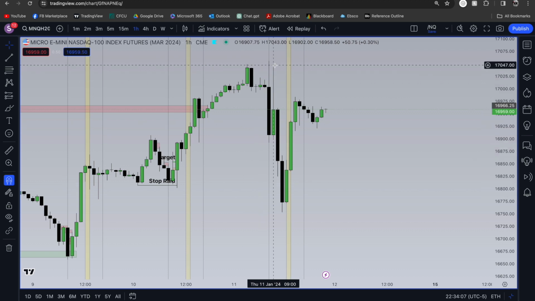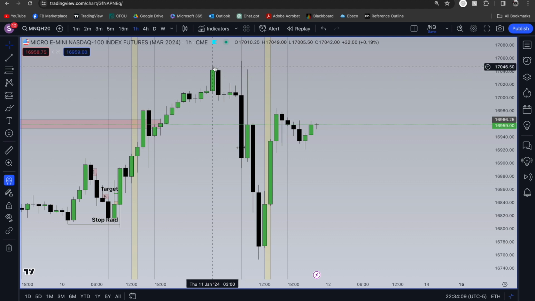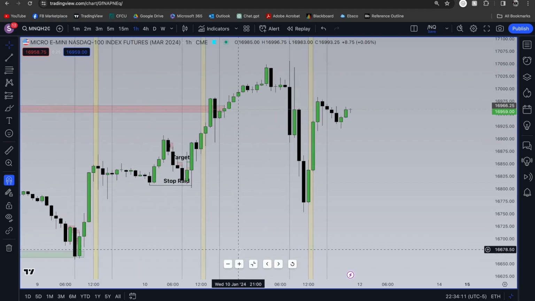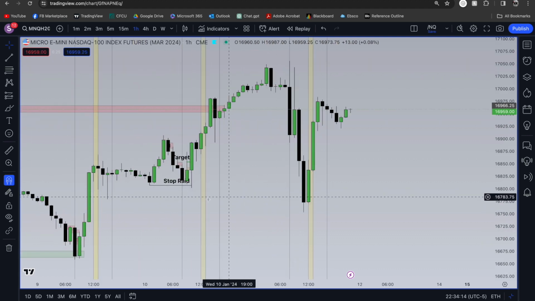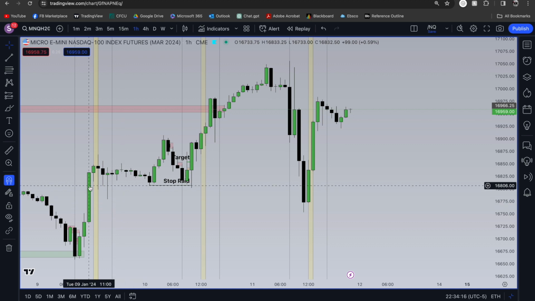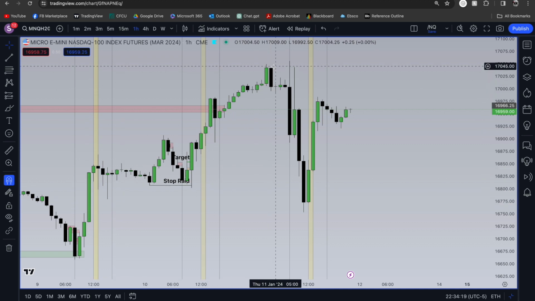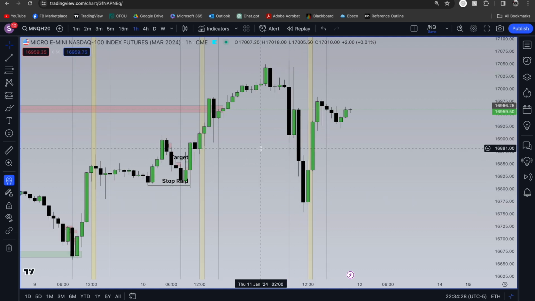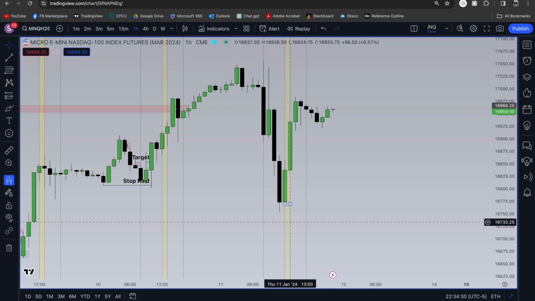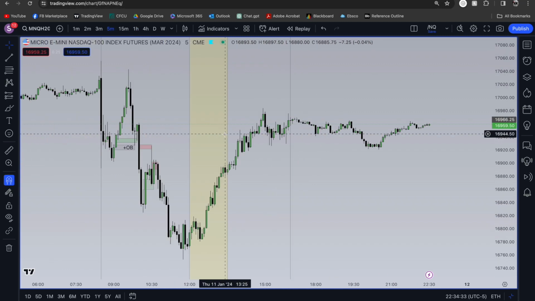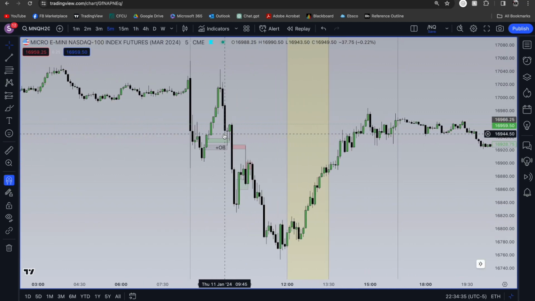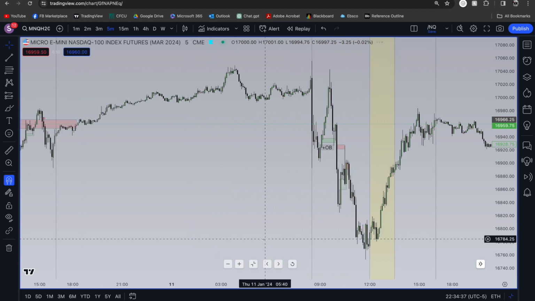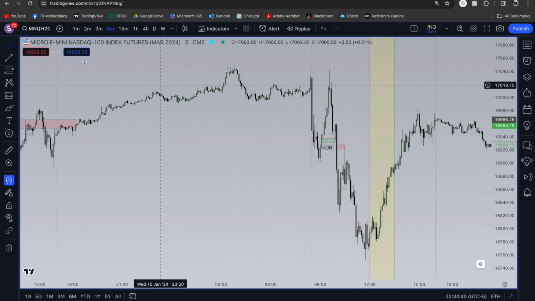We moved from the stop raid, which was here, down to our target, which was these relative equal lows, and this buy-side imbalance was 16,806 to about 240 handles, even a little more. 240 points on this move this morning, so pretty sizable move. So here's the draw on liquidity, and here's a trade that I saw.